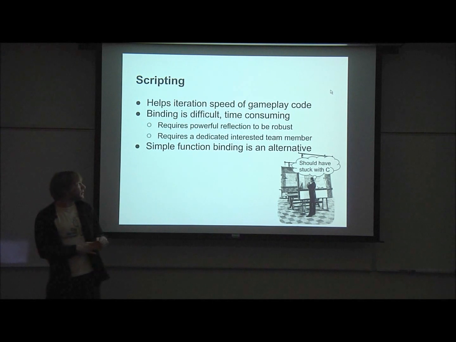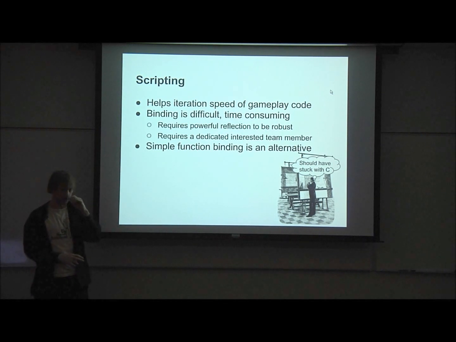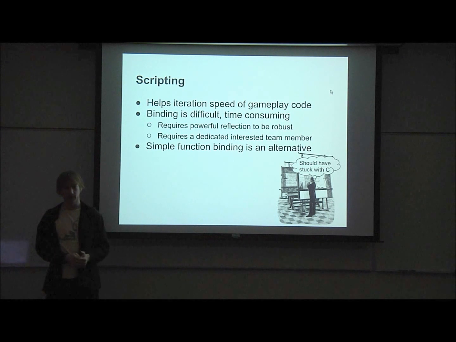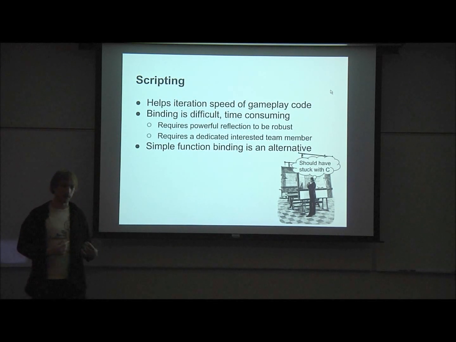Scripting. It helps iteration speed of gameplay code. Unfortunately, binding a scripting language to C++ is time-consuming and very difficult. It requires a very powerful reflection to be robust. You can do it without a powerful reflection, but in my opinion, the script binding will be brittle. It won't be that useful, and it won't be that much better than C++, so you should probably just use C++ if you're going to do script binding without reflection.